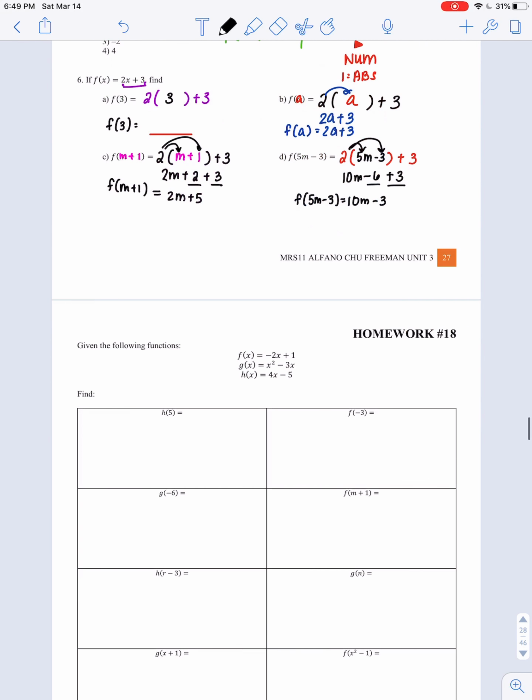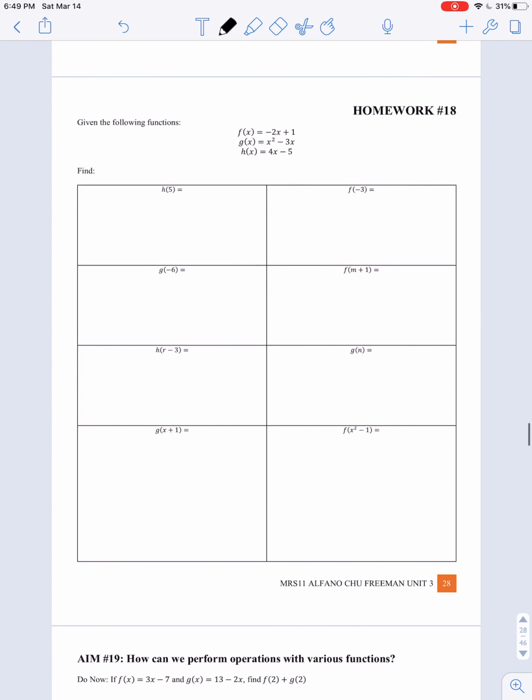That's it, guys. We do have homework today, so please try homework number 18. Notice there are 3 different functions, so be careful which one you are using, okay? Good luck. Let me know if you have any questions.